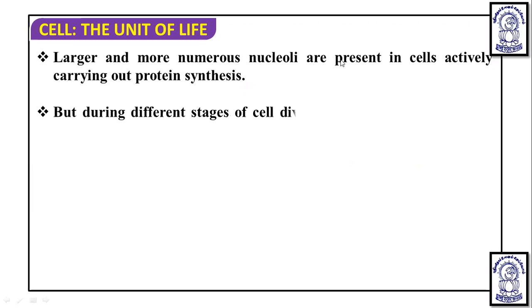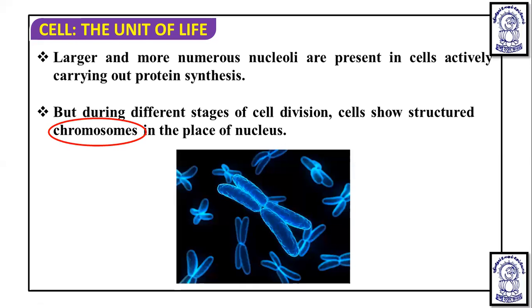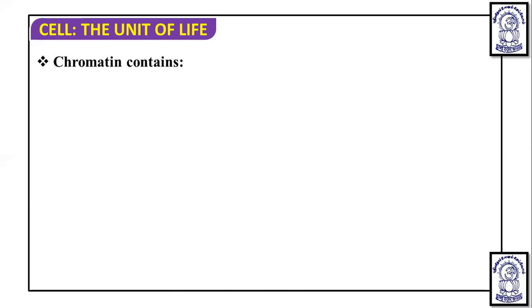But in the different stages of cell division, cells show structural chromosomes in place of the nucleus. Chromosomes are not formed from the chromatin in a non-dividing stage, but when the cell is dividing, when mitosis or meiosis is carried out, the chromatin is condensed to form a chromosome, and this chromosome will look like this. So chromatin gets condensed and forms a chromosome. In the non-dividing phase, it is in the thread-like chromatin form, and in the dividing phase, it is like a chromosome.